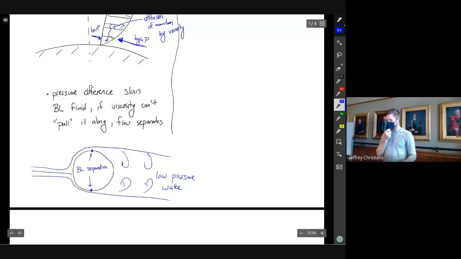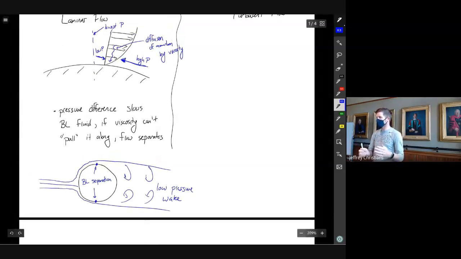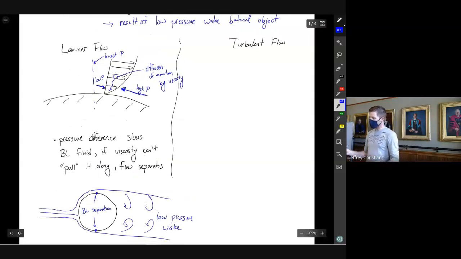Okay, so in laminar flow, viscosity is the only thing that's trying to overcome this pressure difference. And in a sphere, it can't keep up at high Reynolds number. At very, very low Reynolds number, it can, because then viscosity wins. But at very high Reynolds number, it's not going to be able to keep up. So we get this low pressure wake, and we get high pressure on one side, low pressure on the other. What happens in turbulent flow is we flip the physics a little bit of what's happening in that boundary layer.